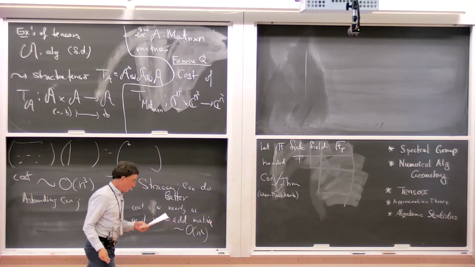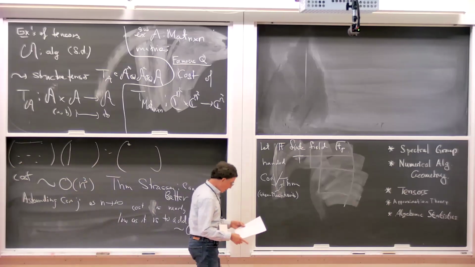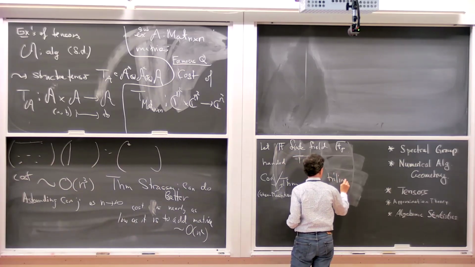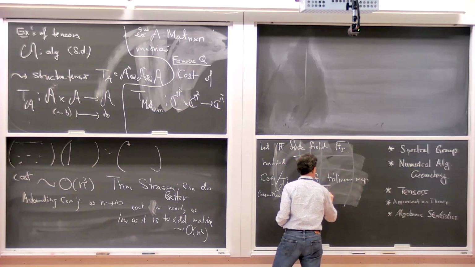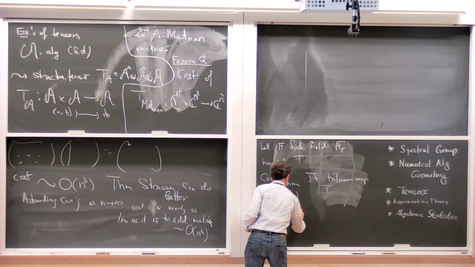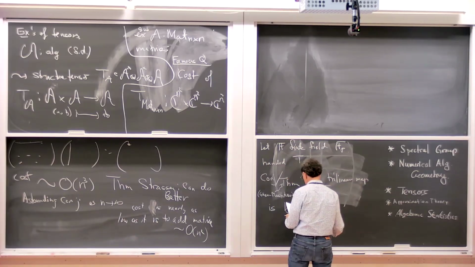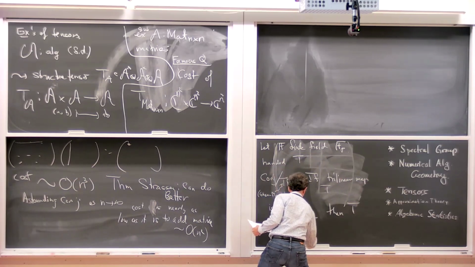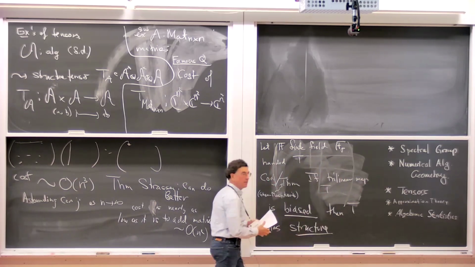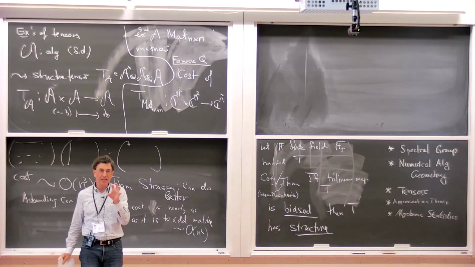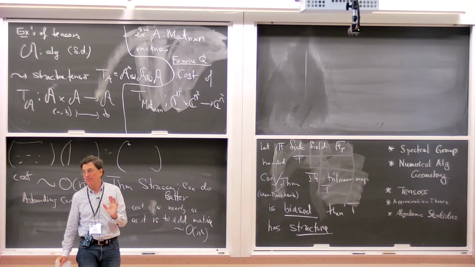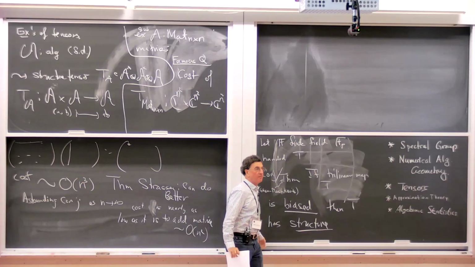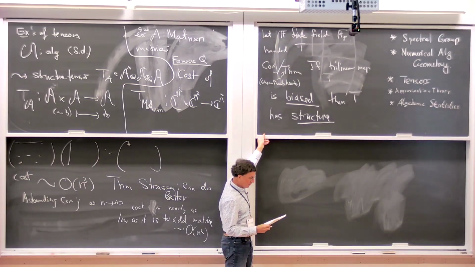The conjectures of many people, including Gowers and others: if the trilinear map T is biased, I'll explain what that means, then T has structure. It's easy to see the other way around. If you have a tensor with some special structure, viewed as a function, it will not behave like a random function. And this is the converse of that.